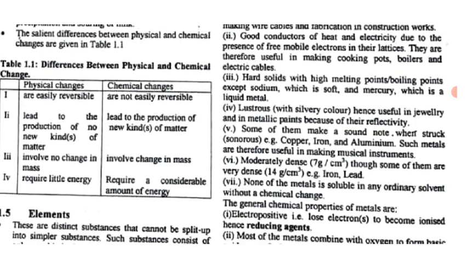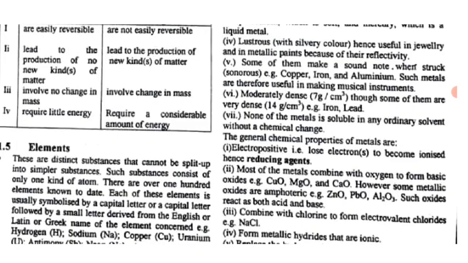They are moderately dense, though some of them are very dense, up to 14 grams per cm cubed. None of the metals is soluble in an ordinary solvent without a chemical change. Even the rusting of iron itself is a chemical change. You cannot see iron undergoing a lot of the physical changes that non-metals or other substances could undergo.